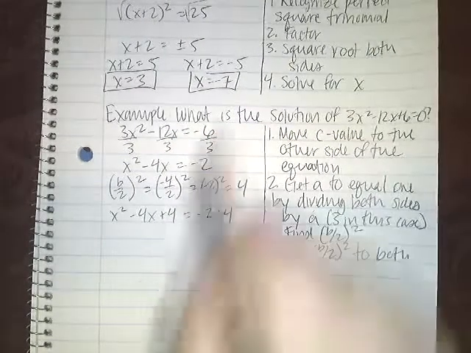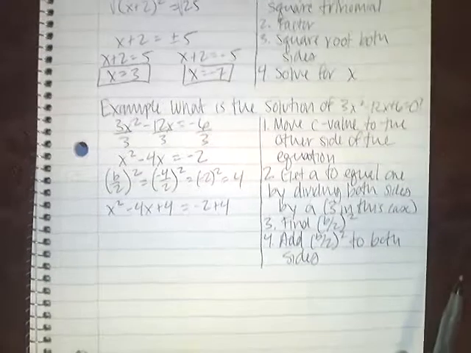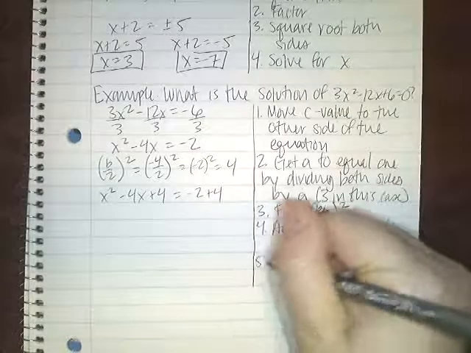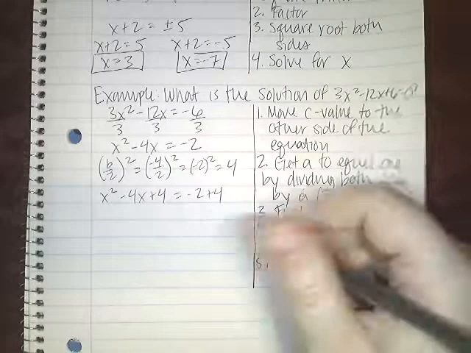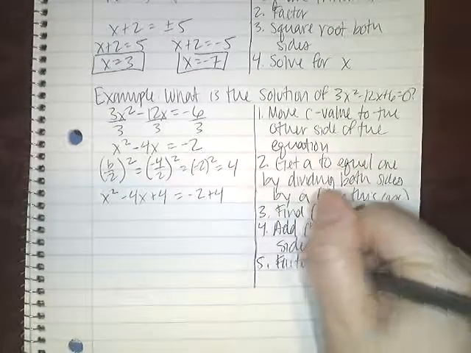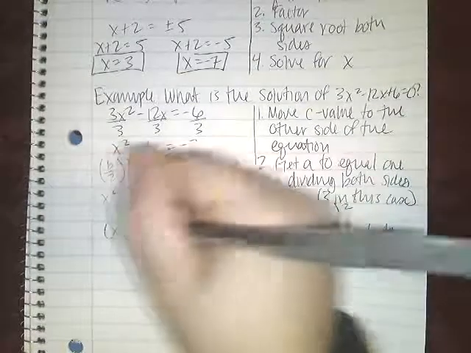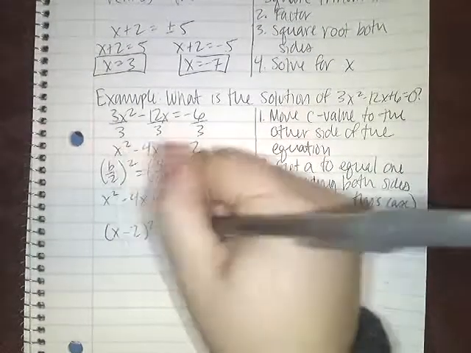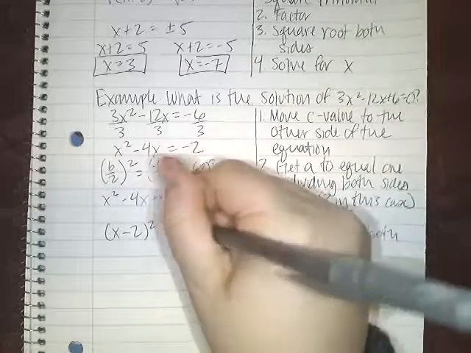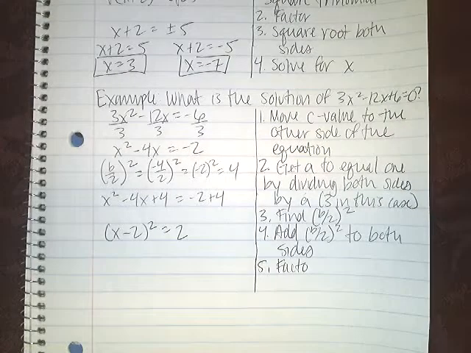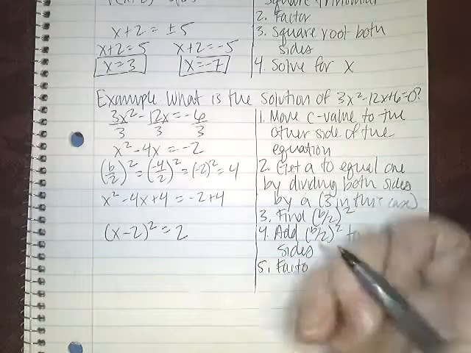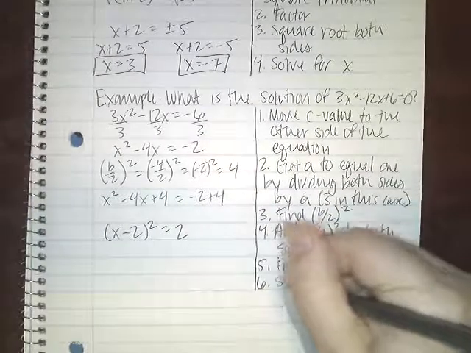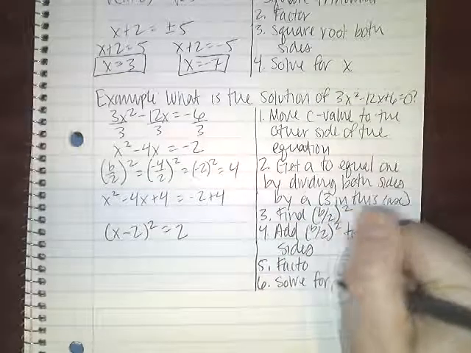So now I'm just going to factor this perfect square trinomial in the same way I just factored my last perfect square trinomial. So step 5, I'm going to factor, and I get x minus 2, since this is subtracted, I know it's going to be minus 2 squared equals 2. Then all I need to do is solve for x like we just solved in our last instance. So I'm going to solve for x.